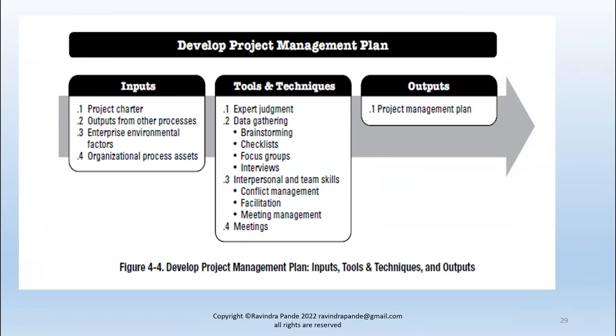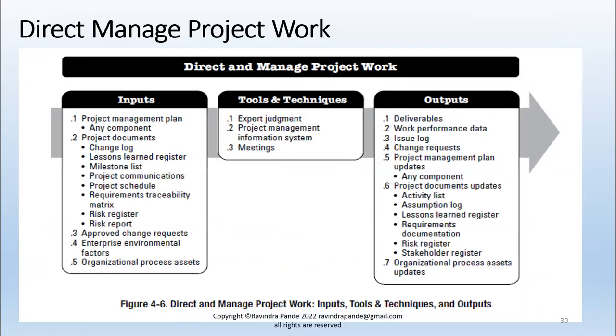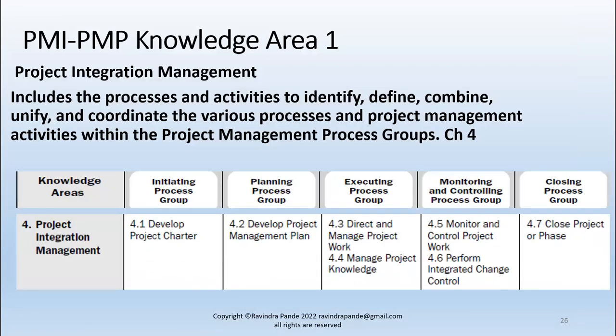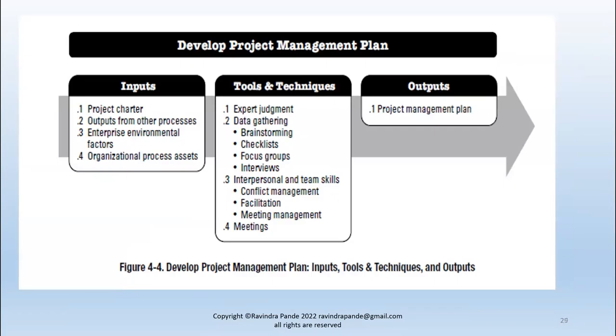Sure, sir. Let's take a step further. The next is Direct and Manage Project Work. This is a process in the executing process group. So this is actual execution, what actually happens. These are the actual tasks we are going to complete, step by step. That's why we have the executing process group called Direct and Manage Project Work. Let's have a look at it.